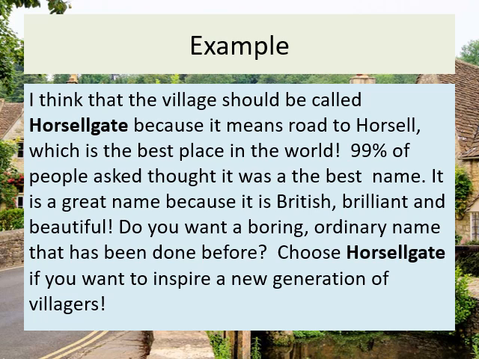So I think the village should be called Horslegate. That's opinion. 99% of people, that's statistics. British, brilliant and beautiful, that's alliteration. Do you want a boring, ordinary name? That's a rhetorical question. There you are. So they've got 5 persuasive devices in there.